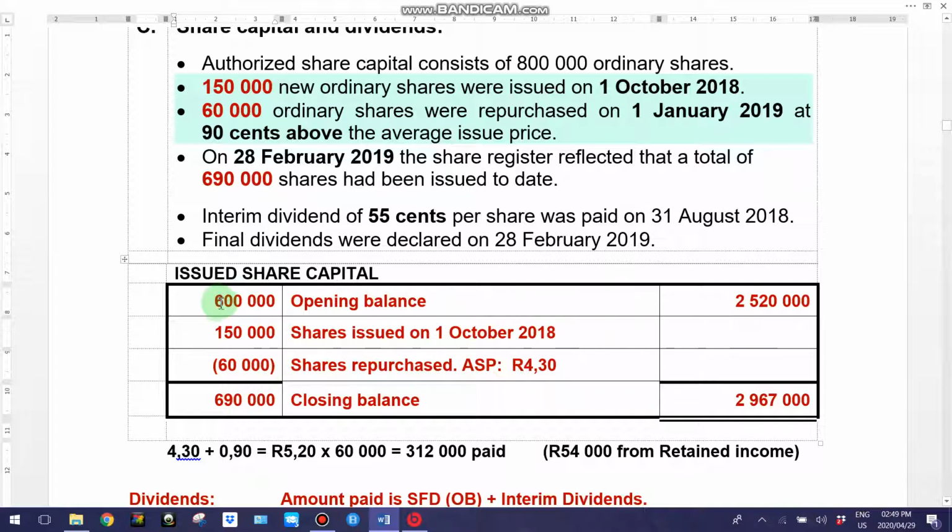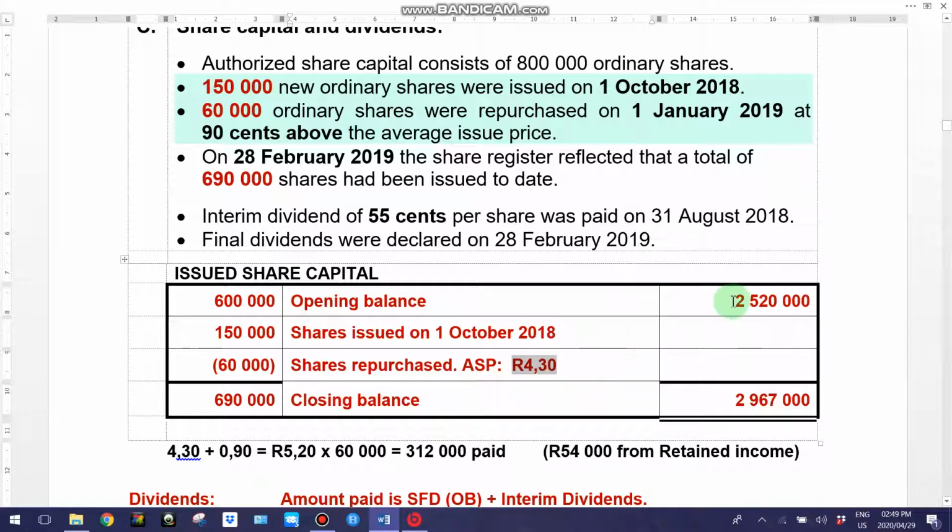So in this case, the opening number of shares was not given, but I know there were 600,000 shares at the beginning of the year. 150 was issued during the year, 60 was bought back, and that is how I end up with a closing balance of 690,000 shares. Now I need to find this average share price of 4.30.